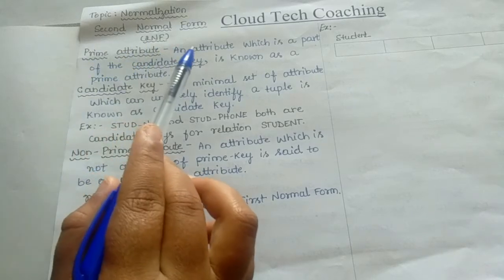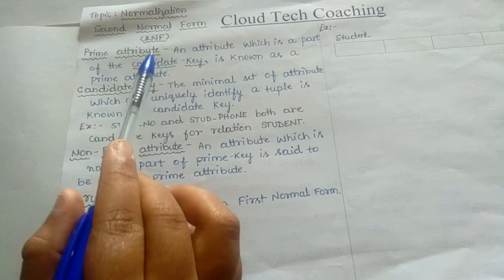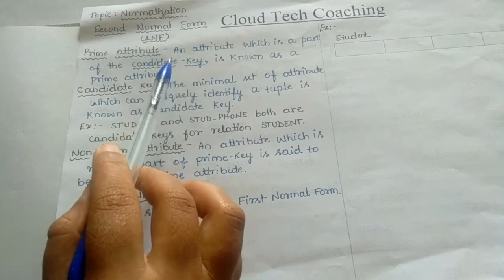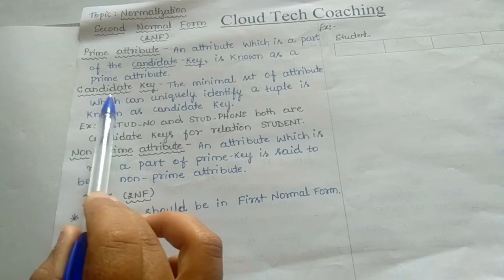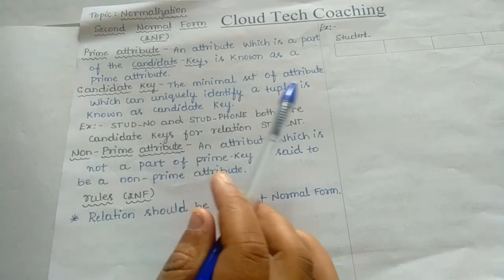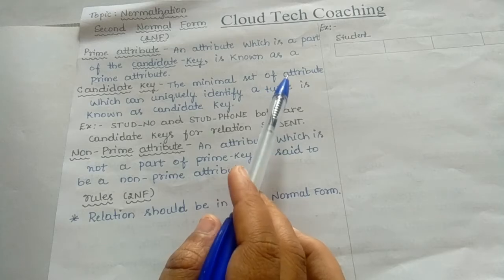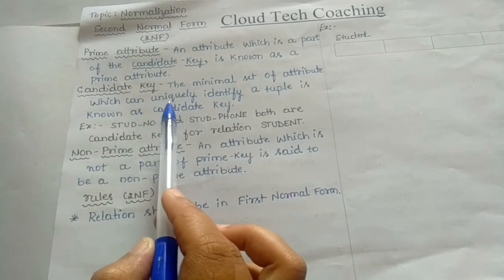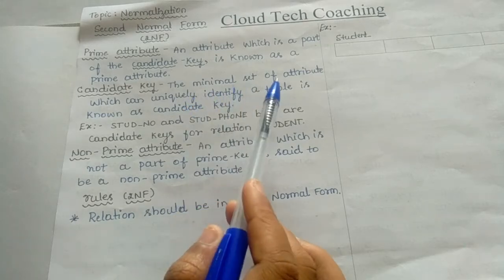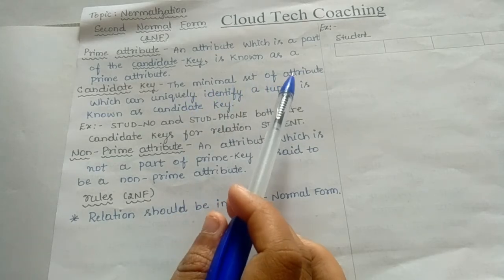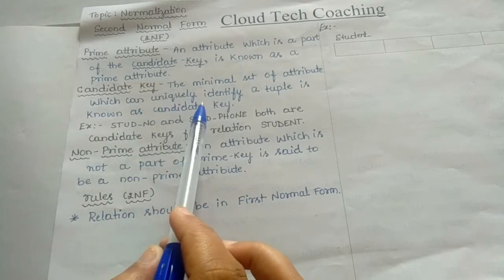Prime attribute: an attribute which is a part of the candidate key is known as a prime attribute. So now we'll see what a candidate key is. It is the minimal set of attributes which can uniquely identify a tuple, and a tuple means the complete row. An attribute meant to identify any tuple is known as a candidate key.